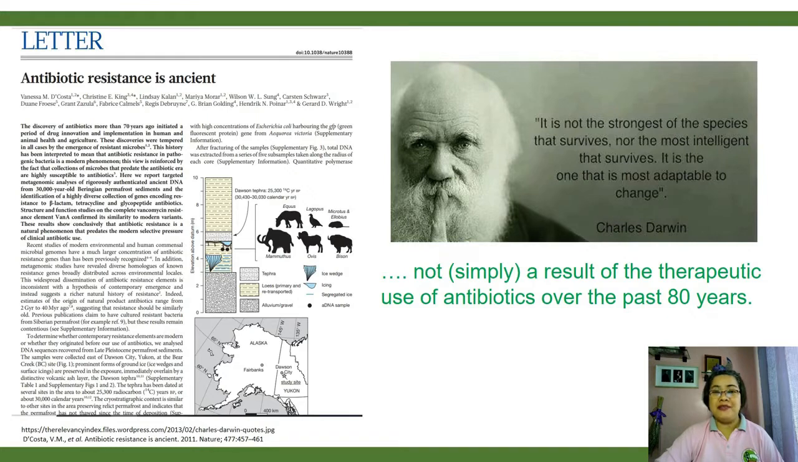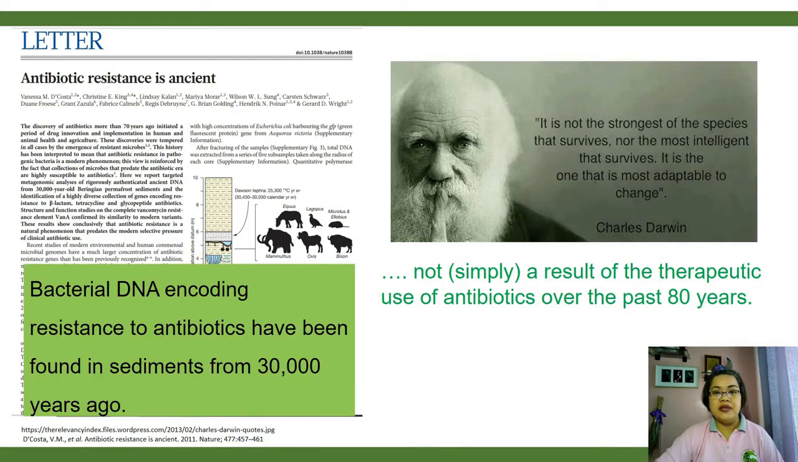Antibiotic resistance is in fact ancient because microorganisms like bacteria have been present for millions of years, and antibiotics have been naturally produced by microorganisms. And a recent study has shown that bacterial DNA encoding resistance to beta-lactam, tetracycline, and glycopeptide antibiotics has been found in sediments from 30,000 years ago. It is as Darwin said, to survive, you must adapt to change, and for bacteria, that is developing resistance mechanisms.